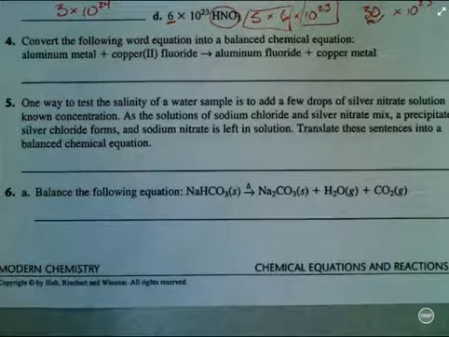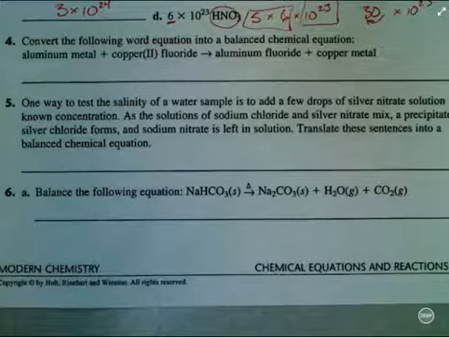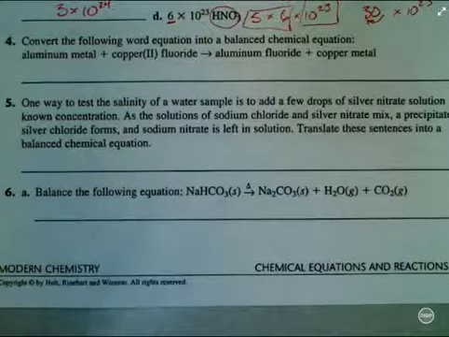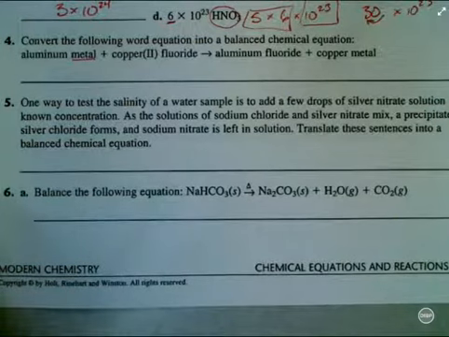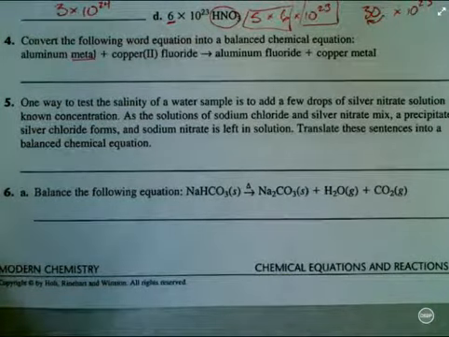Number 4, convert the following word equation into a balanced chemical equation. Aluminum metal plus copper 2 fluoride reacts to yield aluminum fluoride and copper metal. So here we go. Now, copper metal, you're thinking, oh, what state of phase should this be? And it's a legitimate question.